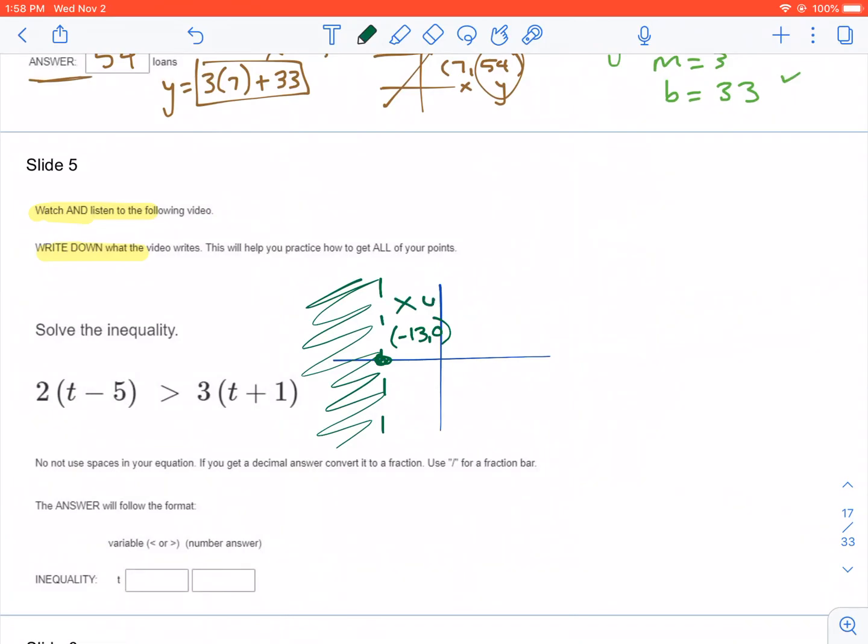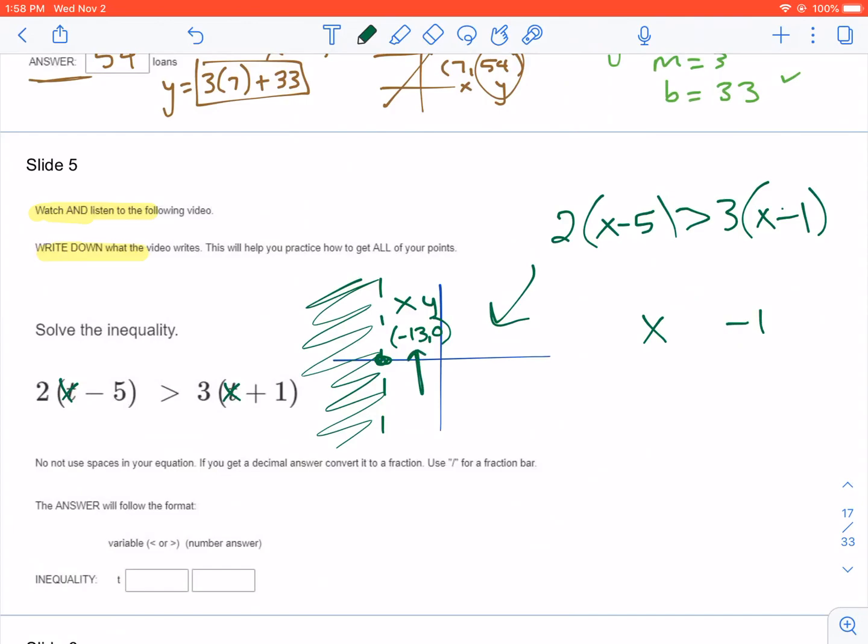In a point, remember x, y, and we change those to x's. So what you're going to write down is 2(x - 5) > 3(x + 1). You're going to draw the picture, and then we're going to say x, and what is the x value? The x value was that negative 13.